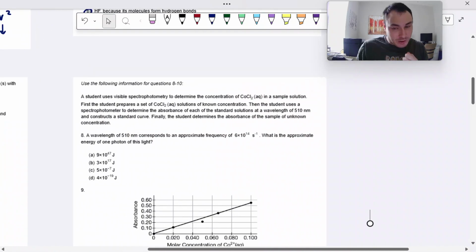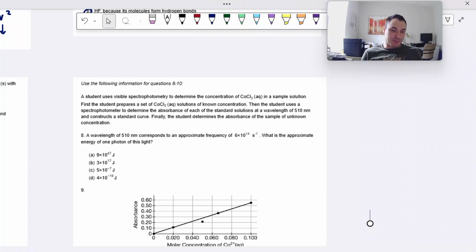All right, use the following information for questions 8 through 10. A student uses visible spectrophotometry to determine the concentration of cobalt-2 chloride in a sample solution. The student first prepares a set of cobalt-2 chloride solutions of known concentration. Then the student uses a spectrophotometer to determine the absorbance of each of the standard solutions at a wavelength of 510 nanometers and constructs a standard curve.